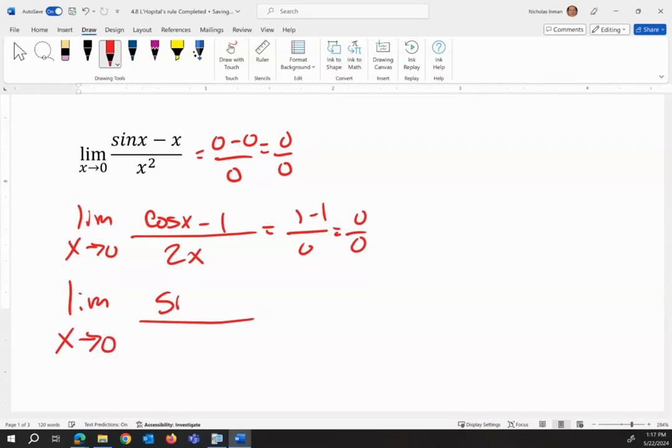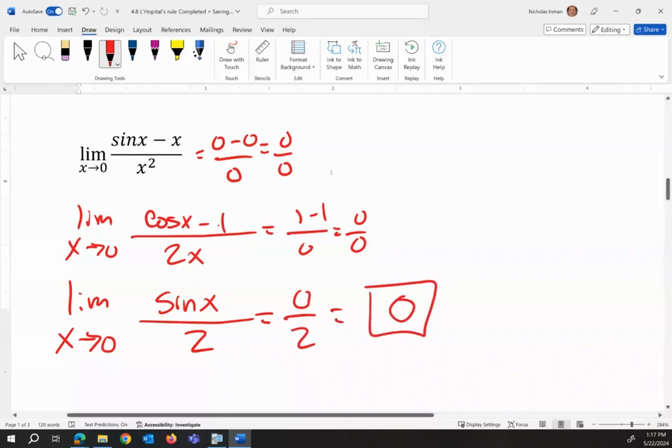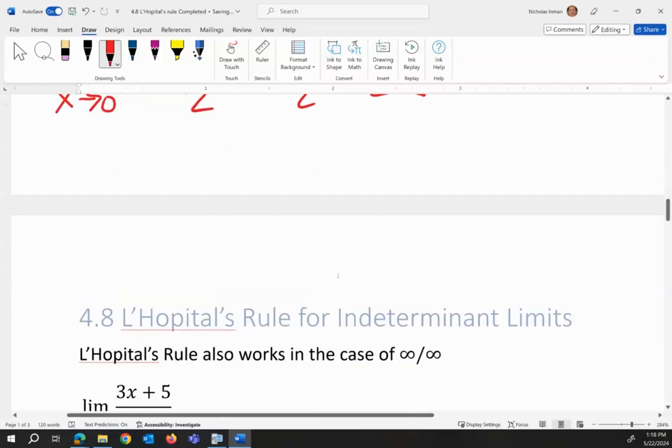Derivative of cosine is sine. Derivative of 1 is 0. Derivative of 2x is 2. So plugging in 0, we got 0 over 2. All right, so this answer is 0. We got 0 divided by 2, and you can do 0 divided by 2. That is, in fact, just 0. Okay, so L'Hopital's rule, really nice.